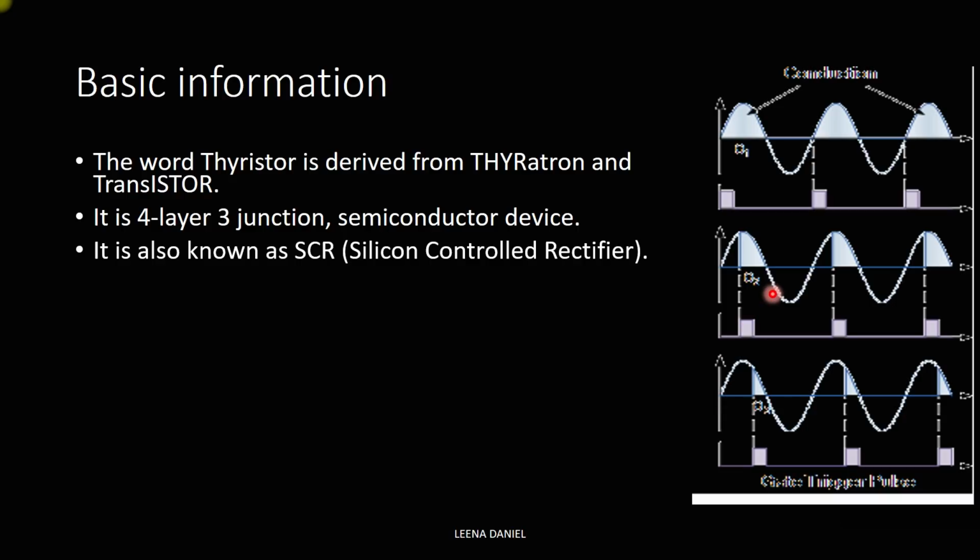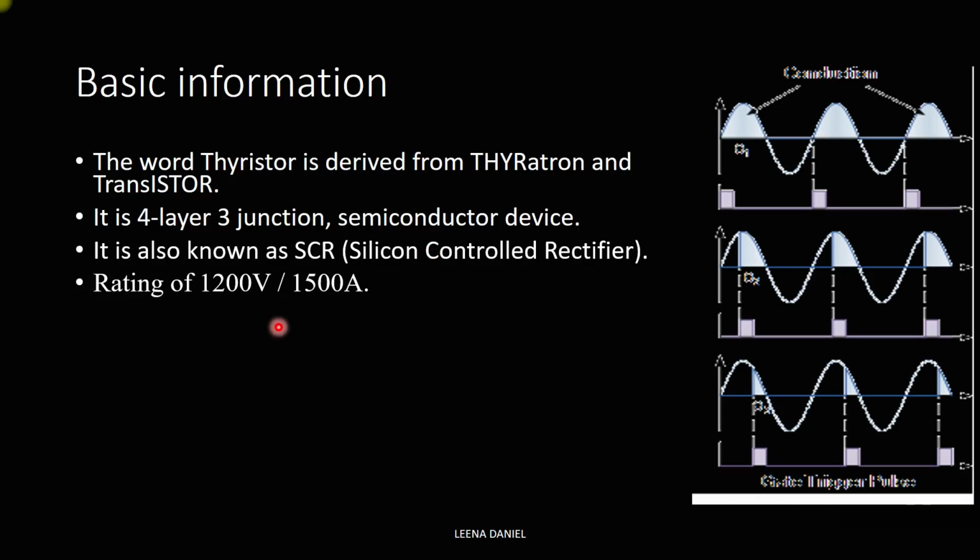So by giving the gate signal of a proper magnitude at a proper time, or at any angle of omega t, we can turn on the thyristor at any stage of the input wave of the circuit. Okay, that's why the SCR is called a controlled rectifier, because it is providing us controlled rectification.